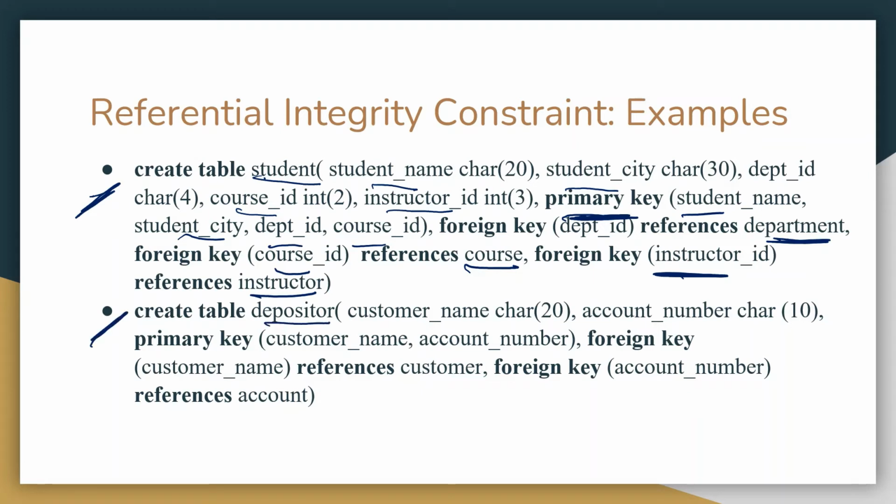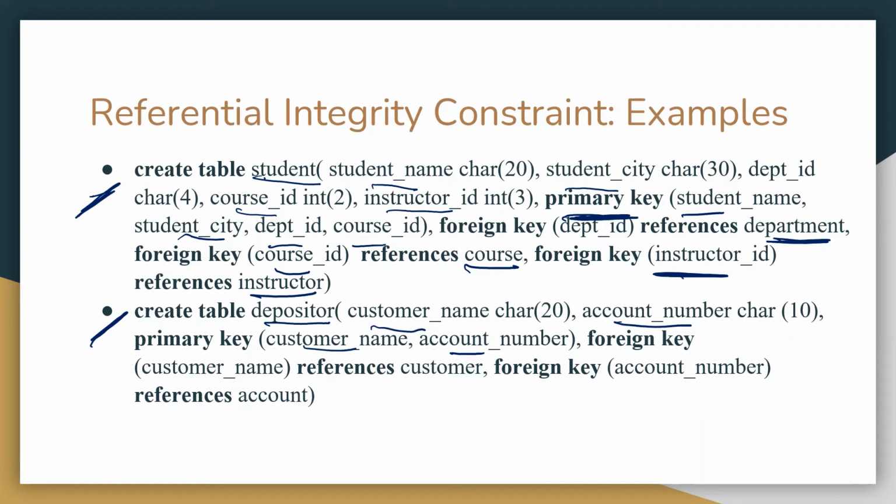Okay. Now let's see the next example, create table depositor. So we have a depositor relation here. We have the attributes customer name and account number. So the primary key is customer name and account number, the combination of both, because this is a depositor, right? A customer can have multiple accounts in a bank. So we can have multiple records, multiple tuples of the same customer over here. So we cannot say the customer name is a primary key. So we took a combination of customer name and account number in this case.